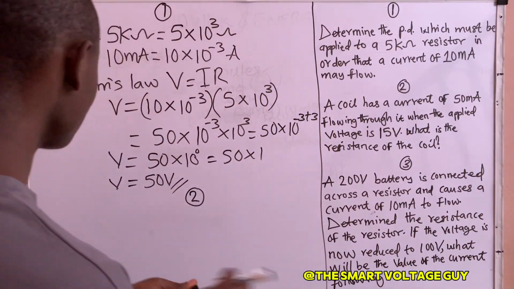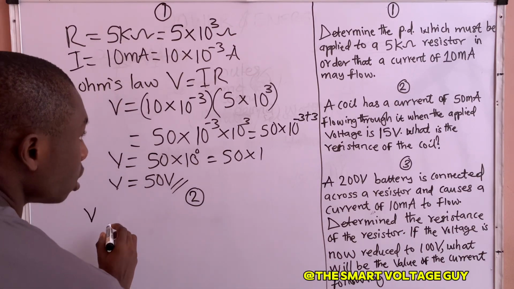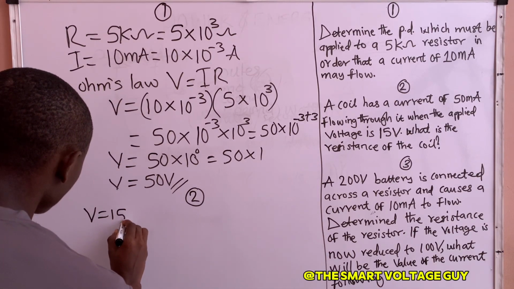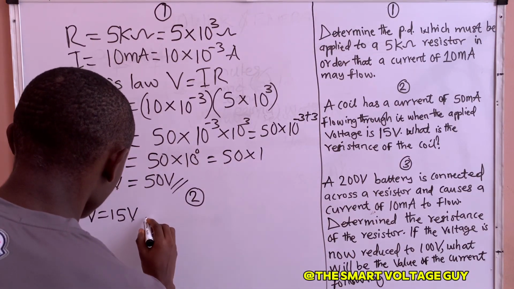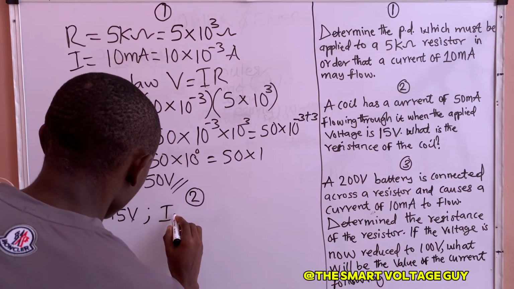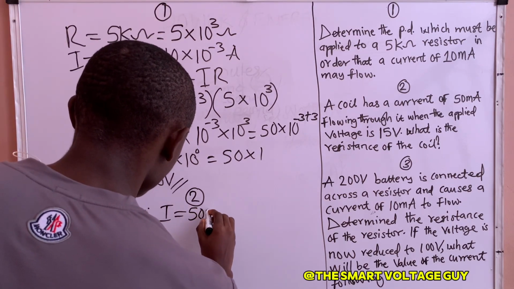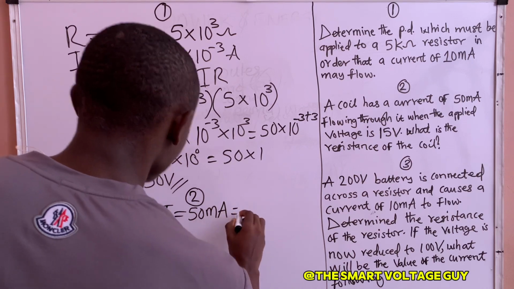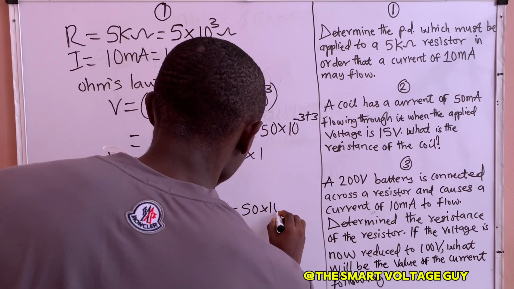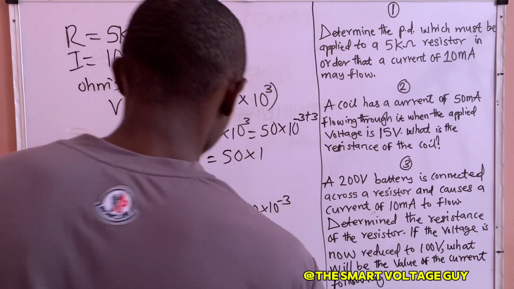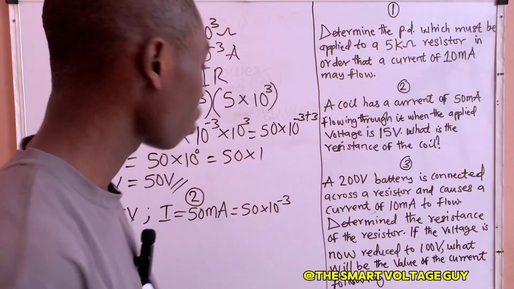So we are given that V, which is the voltage, is equal to 15 volts. And also the current, we are given that the current is equal to 50 milliamps, which is the same thing as 50 times 10 raised to the power of minus 3. And we are told to find the resistance of the coil.